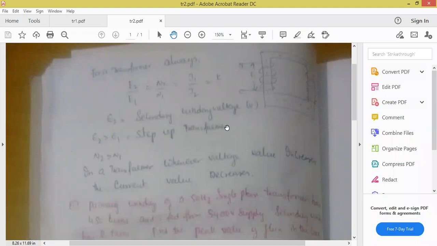Secondary winding voltage. If E2 is less than E1, it is called a step-down transformer. Near our colony, we have a step-down transformer. It is converting 11,000 volts to 400 volts. Is everyone understanding? 11,000 volts to 400 volts. And that 400 volts is transmitted through 3 wires.